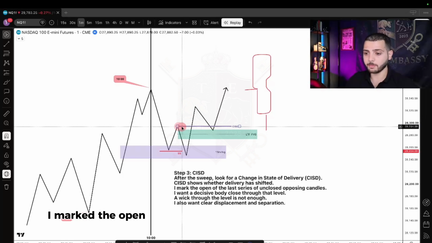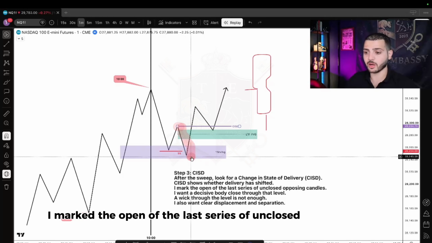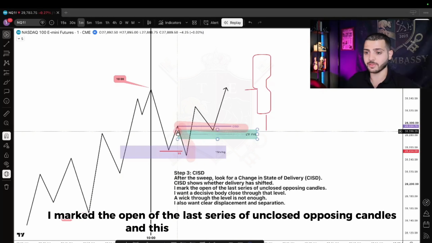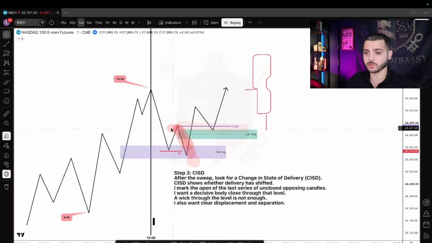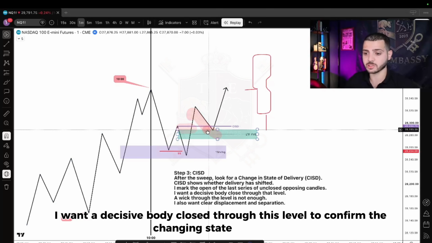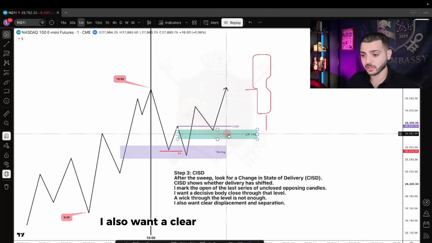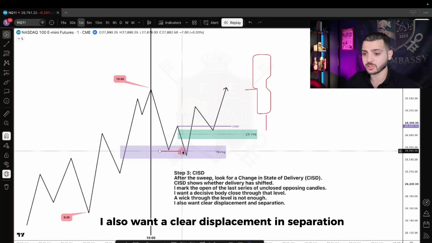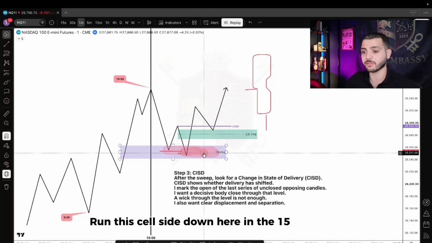I mark the open of the last series of unclosed opposing candles. In this case, it was bearish candles. I mark the high of them. I want a decisive body close through this level to confirm the change in state of delivery. I also want a clear displacement and separation from the sell side down here in the 15-minute gap.